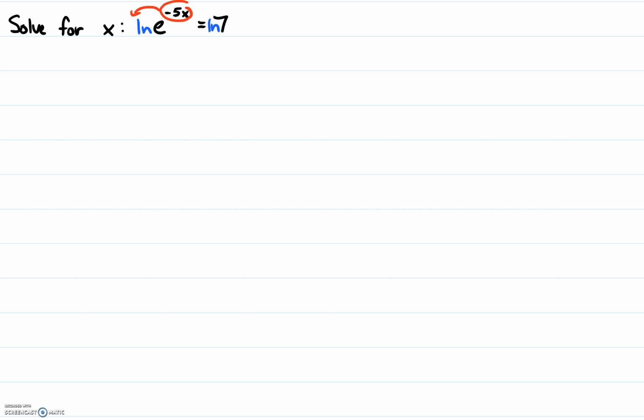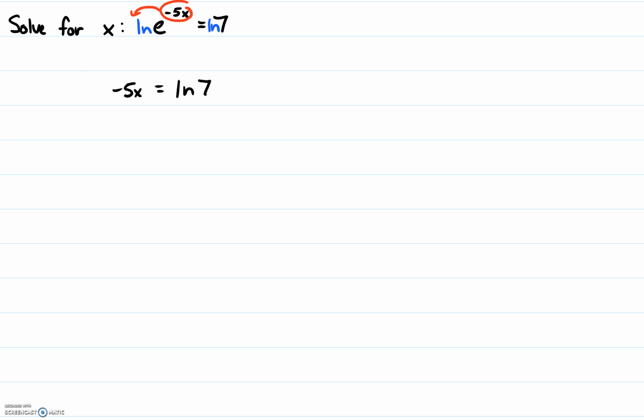And so when we do this, we will have negative 5x multiplied by the natural log of e. But the natural log of e is just 1, and so you don't even have to write that because the natural log and the e destroy each other because they're inverse functions. So therefore, you're just going to have negative 5x on the left-hand side. On the right-hand side, we'll still have our natural log of 7.